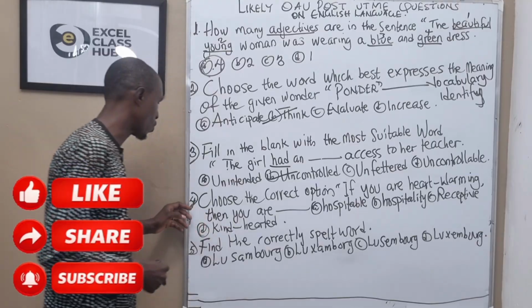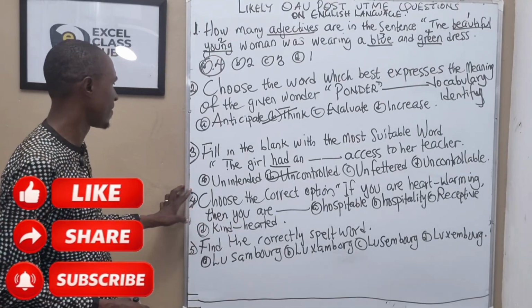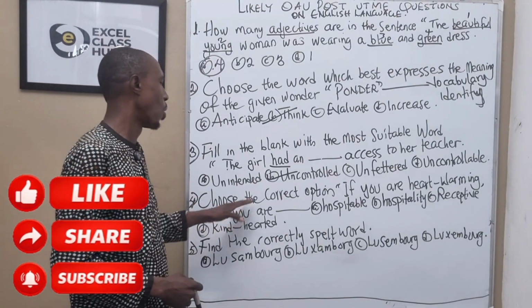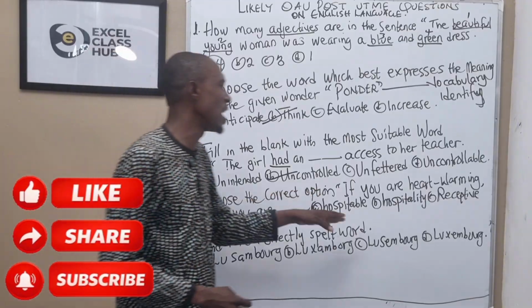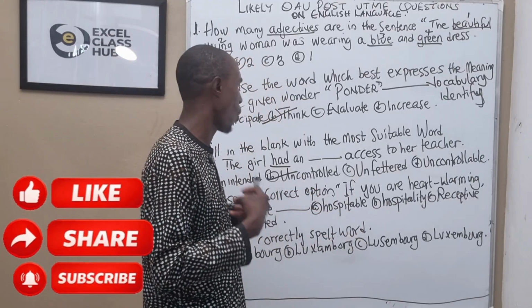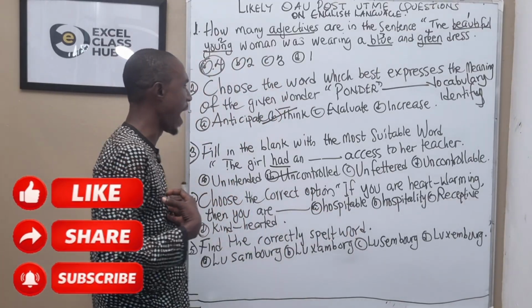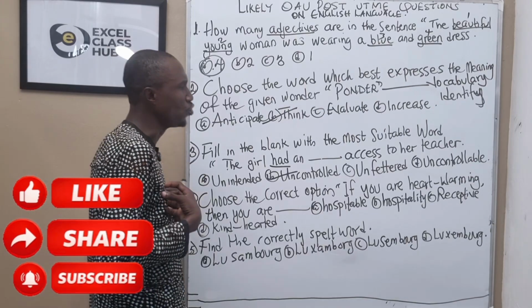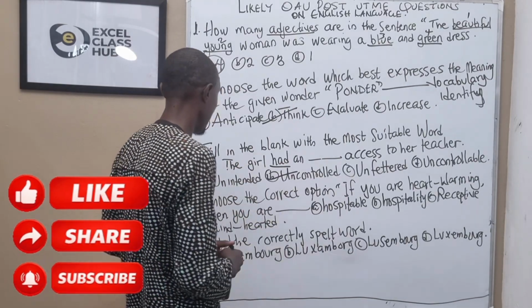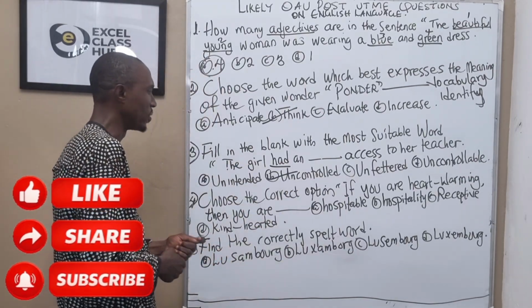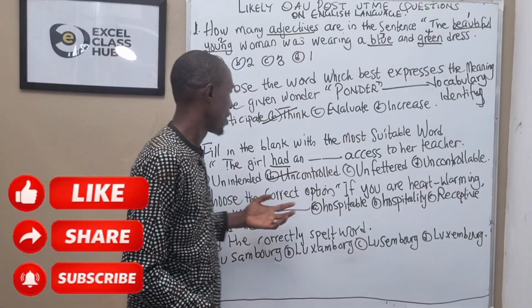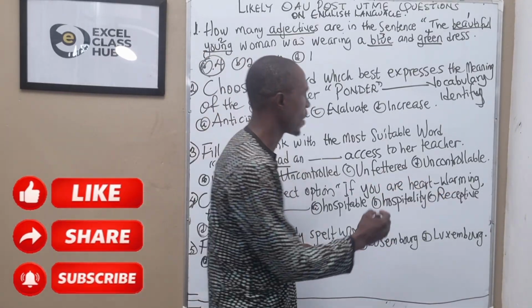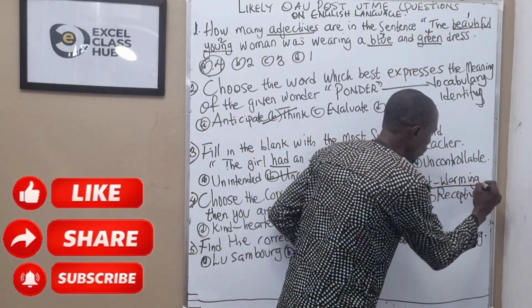Now, the next one, we have number 4. They said choose the correct option. If you are heartwarming, then you are dash. If you are heartwarming, then you are what? Dash. Now, if you are heartwarming, what we are looking for here is the word heartwarming.